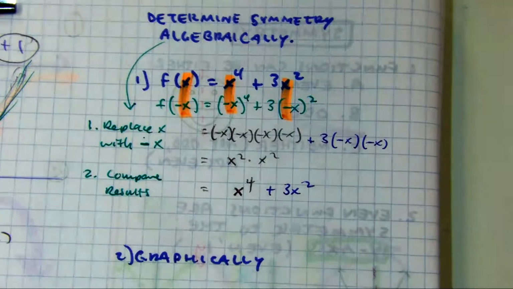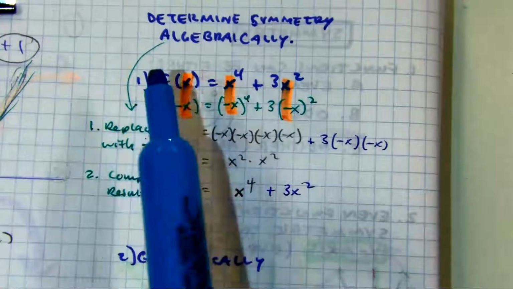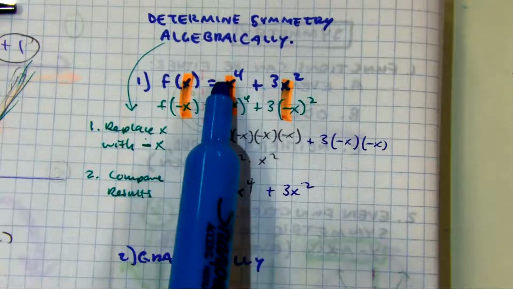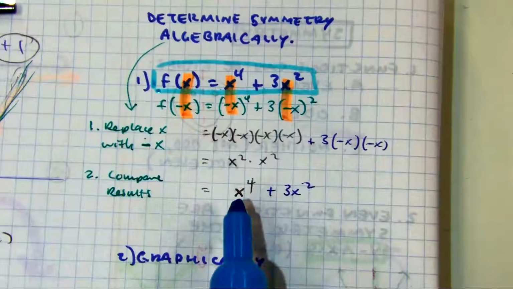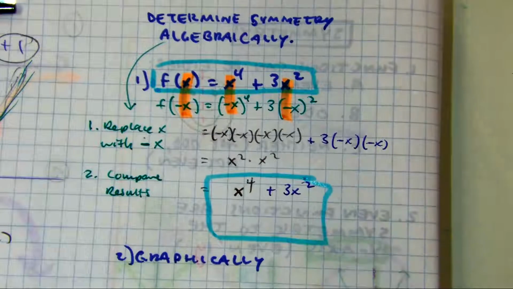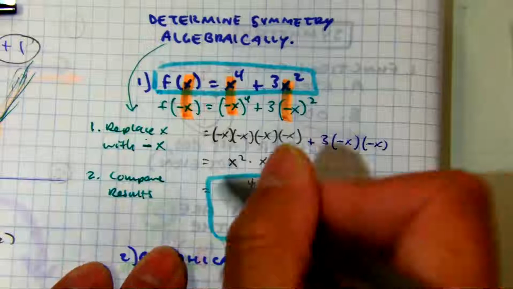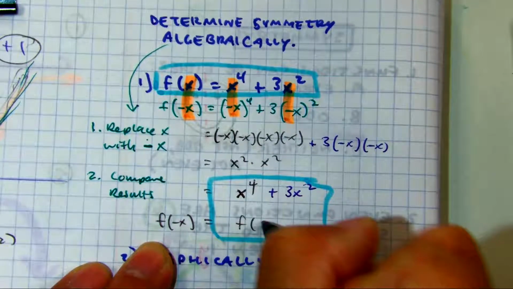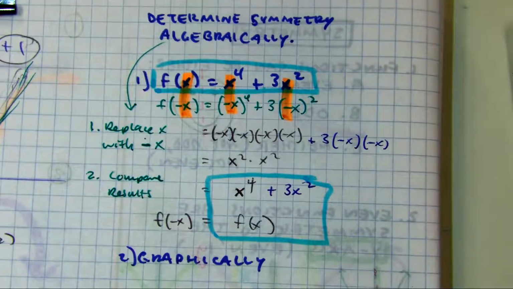Okay, this part is going to look kind of confusing. Every time I see x to the 4th plus 3x squared, I can write f of x. Class, I see x to the 4th plus 3x squared. What can I write? F of x. It's a substitution. Everyone say substitution? So when I substitute in negative x, I get the original function. To compare my results, if it equals the original function, then it's even.